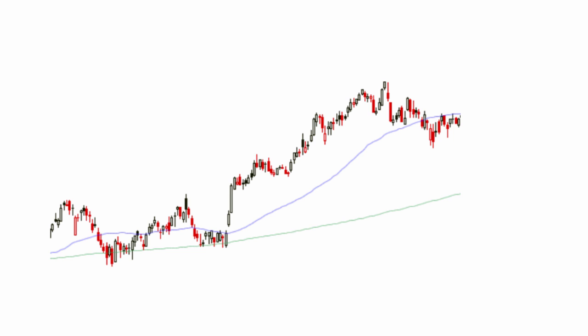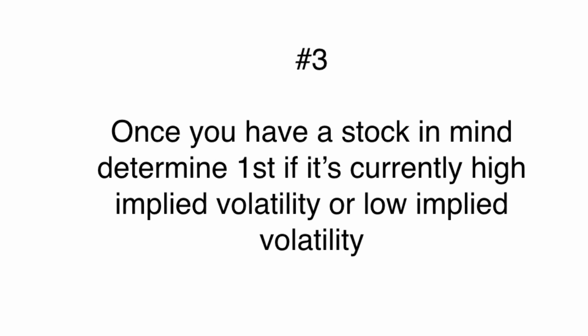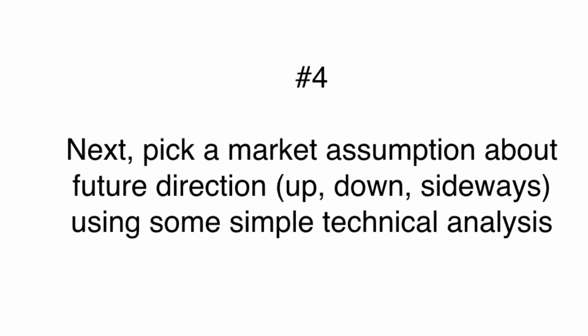Number 3, once you have a stock in mind, determine first if it's currently high implied volatility or low implied volatility. And we help with that in the strategy guide that we have posted inside the membership area. Number 4, next you need to pick the market assumption about future direction. Are you bullish, bearish? Is it sideways?